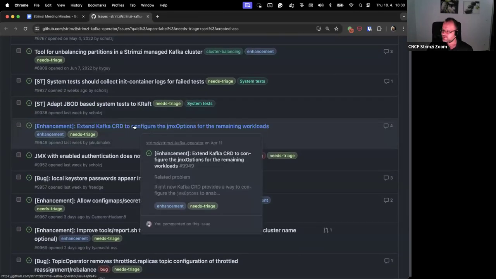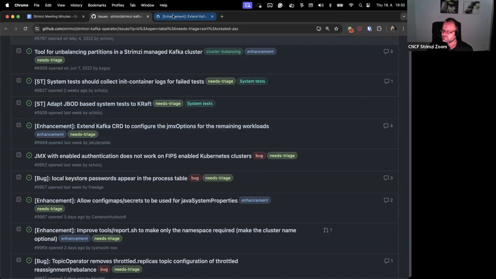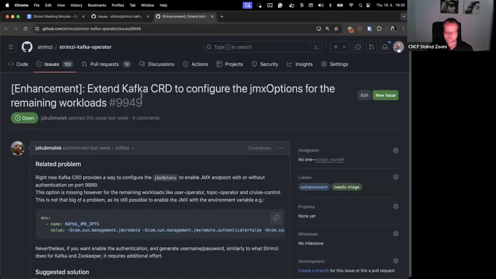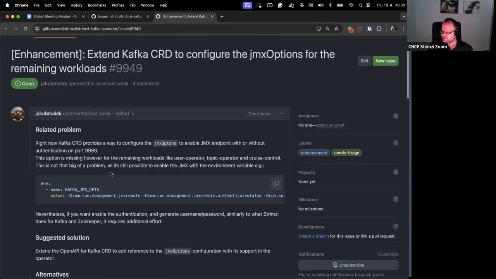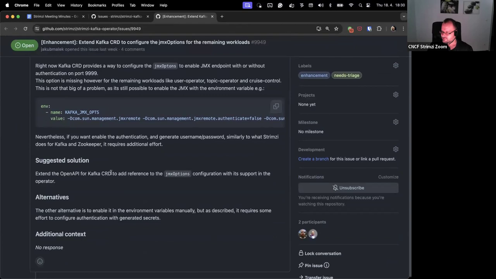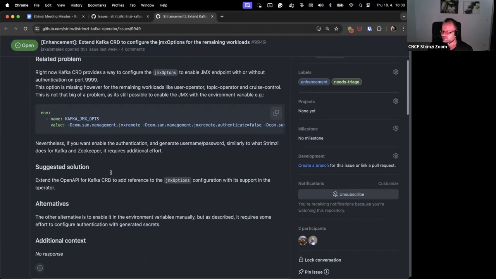Next one. So this is from some user to extend the JMX options to all other components. Currently they are supported only, I think, for Kafka, ZooKeeper, Connect, and MirrorMaker 2, if I remember correctly, but not for the other parts, such as the operators or bridge, Cruise Control, and so on, I guess.